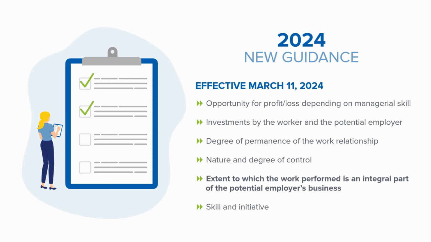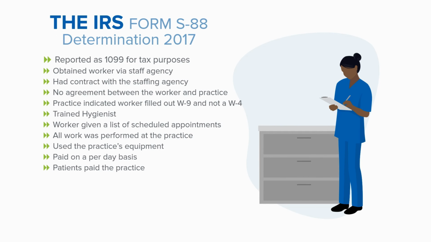So next, let's move on to that IRS form I told you about. That's the Form SS-8 letter, and it was issued in 2017. Here's what the IRS wants you to know. First, I'd like for you to note on the screen are several of the factors that were gathered by the IRS investigators prior to issuing the determination I'm about to share with you. This all comes from a 2017 Form SS-8 letter. That comes from the IRS, and it's regarding the classification of hygienists.